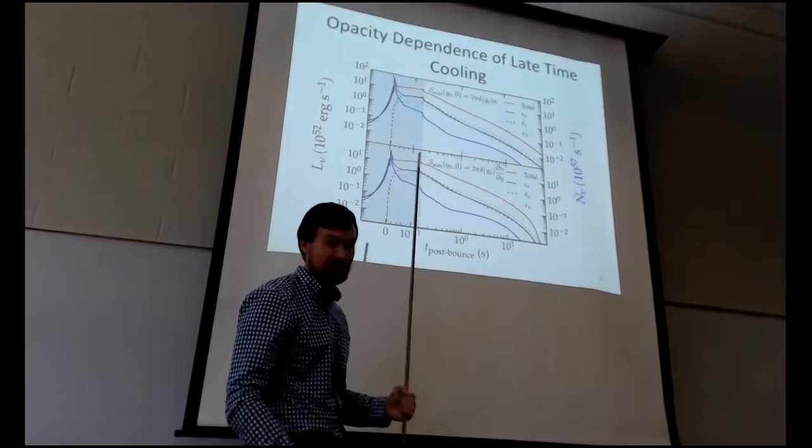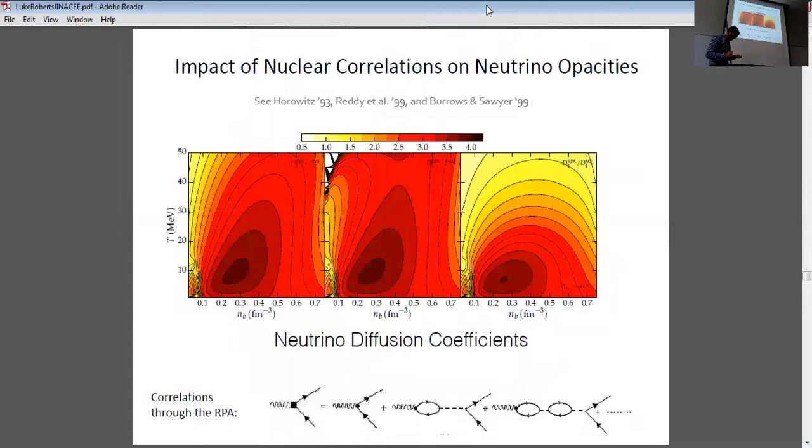Maybe one of the most obvious things to look at is how something like nuclear correlations or screening of nucleons in the medium impacts things. You can do this by looking at the random phase approximation. It's basically a summation of bubble diagrams, and it gives you a screening of the weak charge in the medium. And if you look at calculations, look at how this changes neutrino diffusion coefficients, so essentially how rapidly can I get neutrinos out of this protoneutron star.